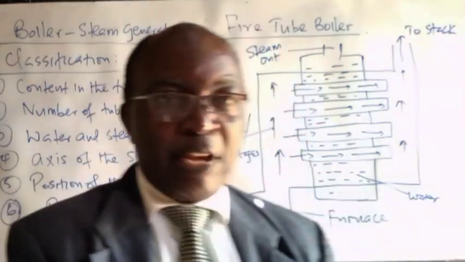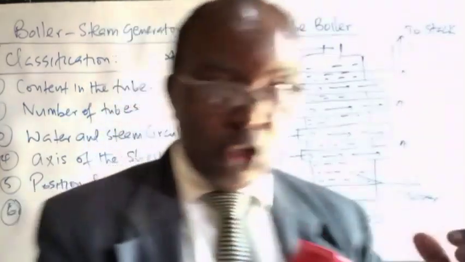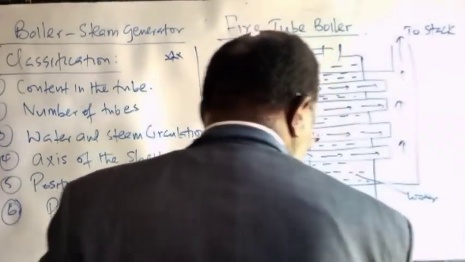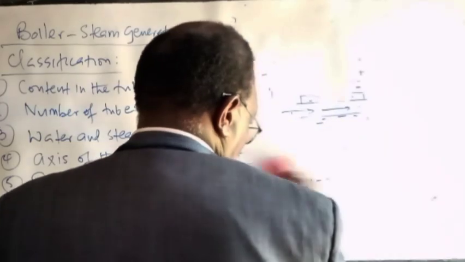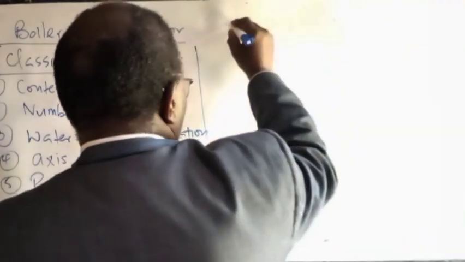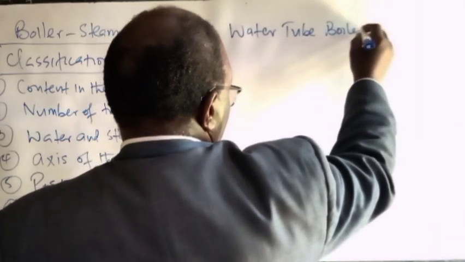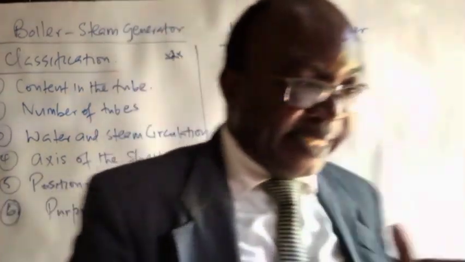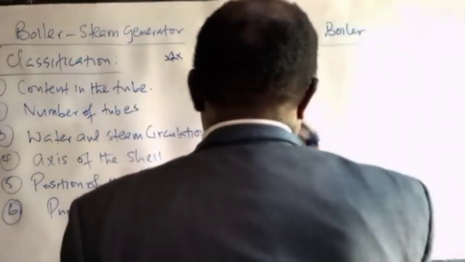Then we have the one where the content in the tubes is water. So that's a water tube boiler. Let's look at the water tube boiler. Water tube boiler. I repeat, water is in the tube. Now it is not fire or hot gas, it is water running in the tubes.